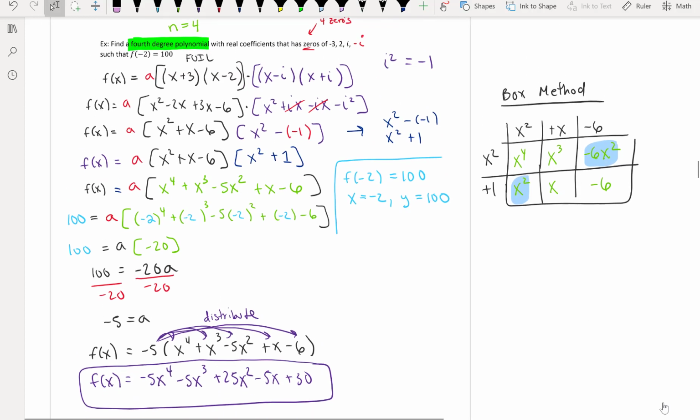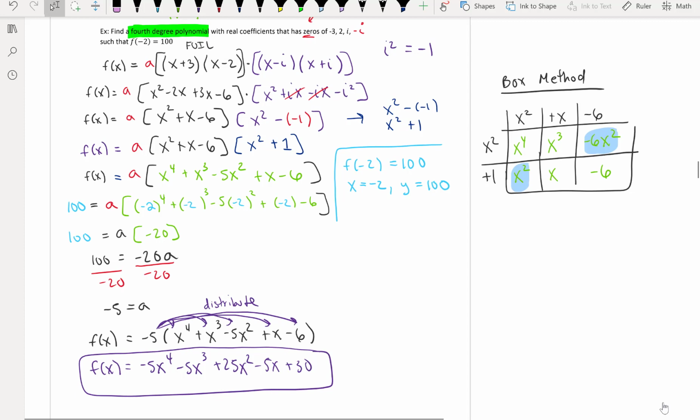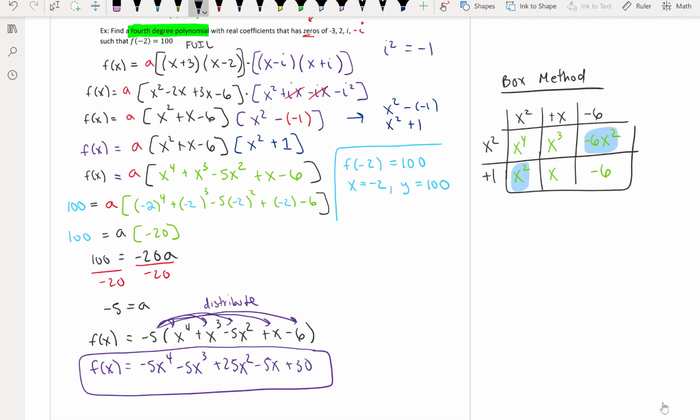So this is all because I have a 4th degree polynomial. So it's definitely degree 4. And I had my zeros, and I had my 4 different zeros. I was also given the ordered pair, negative 2, 100. So I needed to plug in x is equal to negative 2, and I needed to plug in my y is equal to 100. Okay.